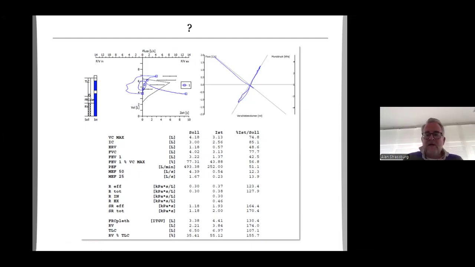And funnily enough, you will learn if you see a lot of COPD patients that not really the FEV1 is the cause of the symptoms the patients have, but the reduction of the vital capacity because of the trapped air in the lung.